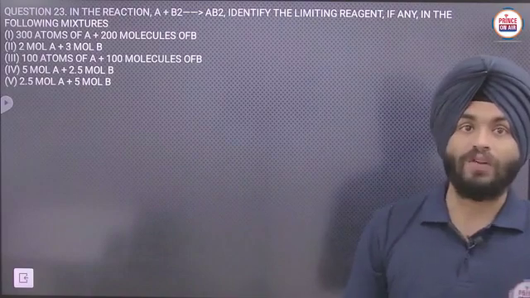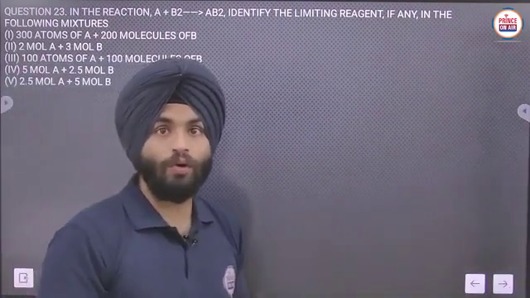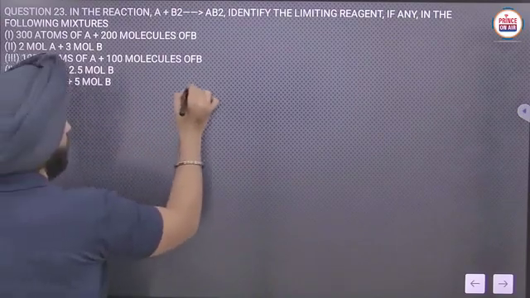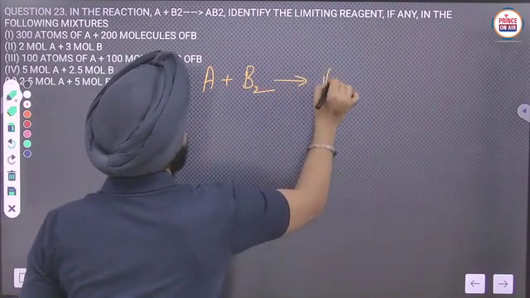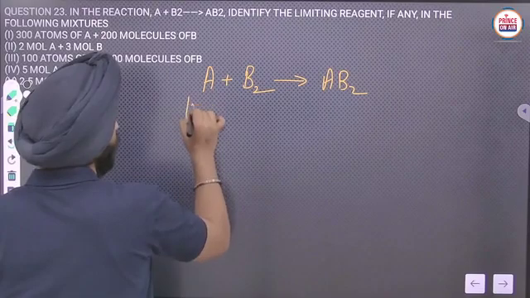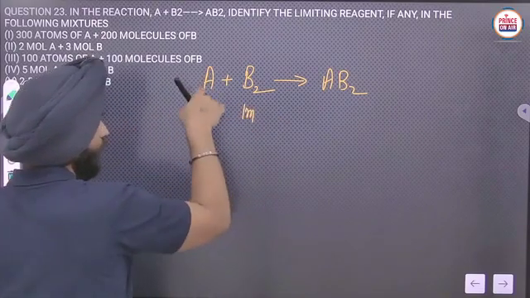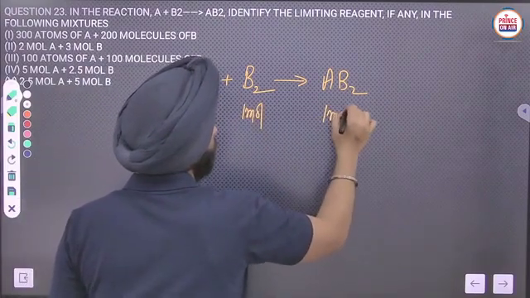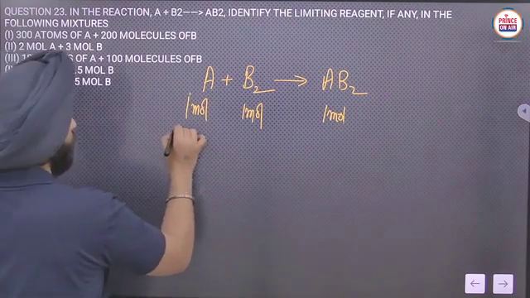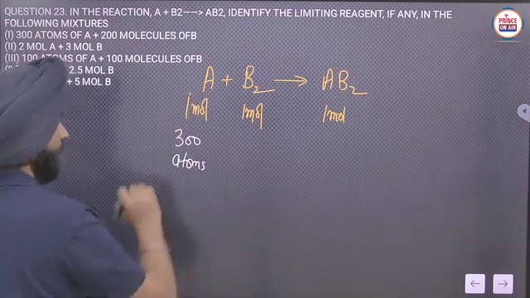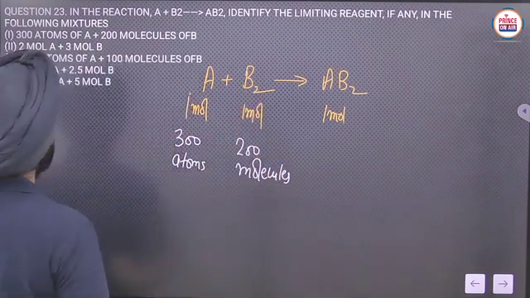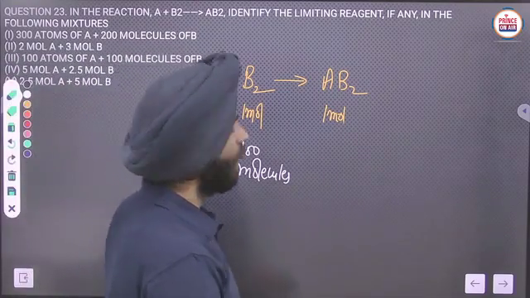Okay, so first part is 300 atoms of A react with 200 molecules of B. Listen carefully. So first reaction is A reacts with B2, it will form AB2. Okay, so here in terms of this you can see that 1 mole of atoms of A reacts with 1 mole of B, it will form 1 mole of AB2. So in that way we have written now. So here what they are giving you, 300 atoms of A react with 200 molecules of B. Okay, so tell me which one is limiting reagent in this case.